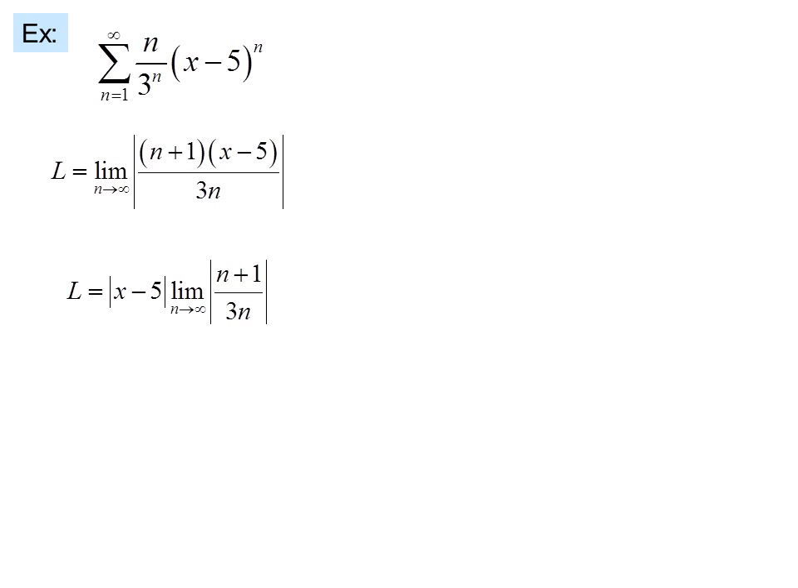We can factor out the x minus 5 because there's no n in that term, so the limit doesn't affect it, and we get L equals the absolute value of x minus 5 times the limit as n approaches infinity of n plus 1 over 3n, which becomes L equals the absolute value of x minus 5 times 1/3, because as n approaches infinity, this 1 becomes insignificant, and so we can cancel the n's.